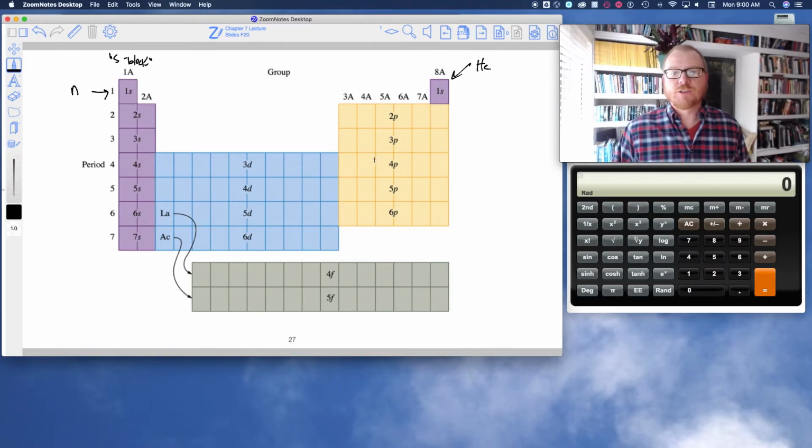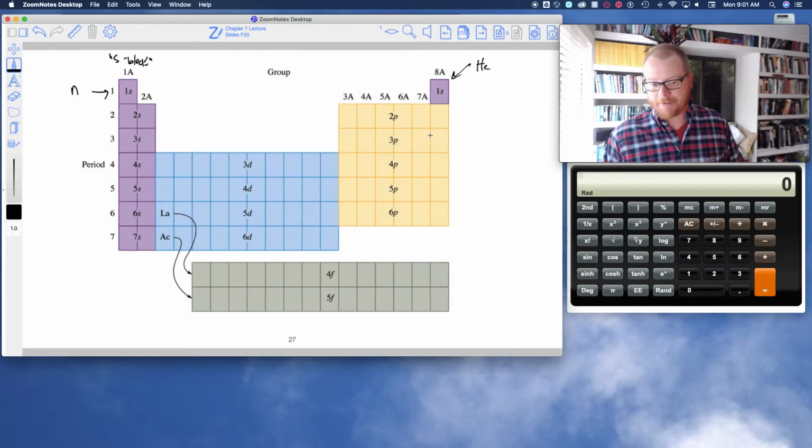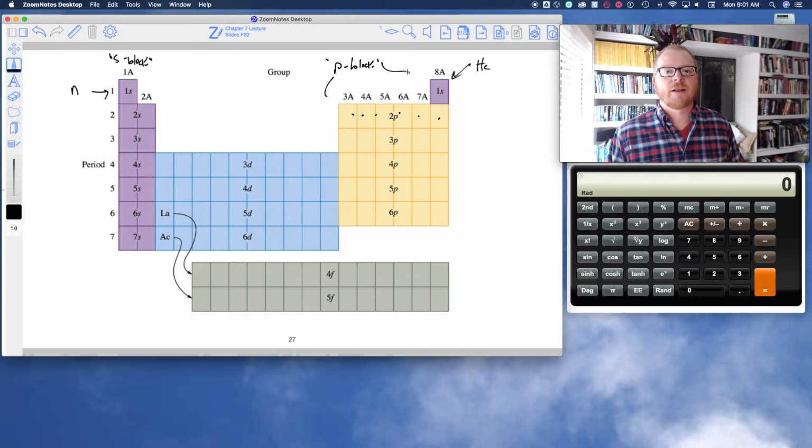So now when we go to the p's, we don't have a 1p, and that's correct. Remember, when we started with n is equal to 2, it goes 2s, 2p. We don't have a 1p level. It starts at 2p. And then look, we have 2, 3, 4, 5, 6p, and it stops at 6p. And you also notice that we have 1, 2, 3, 4, 5, 6 p spaces for the p block. We're going to see why that is in a moment.